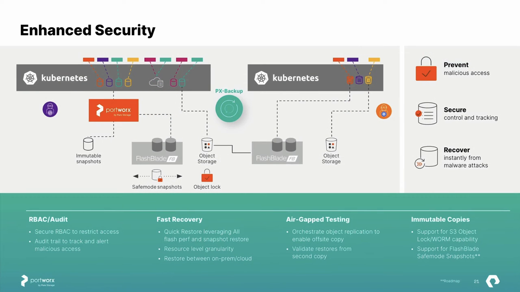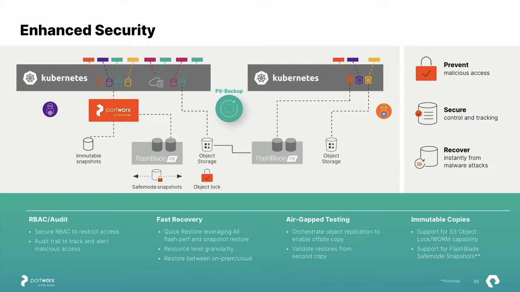And that's going to kind of lead us into our security story, where we have three major goals here, which is to prevent malicious access, secure control so you can track everything that's going on in your backup instances, and recover instantly from any possible negative event. So we've already talked about RBAC, but we also have an audit trail so you can easily see historic activity within your instances to track and alert malicious access.